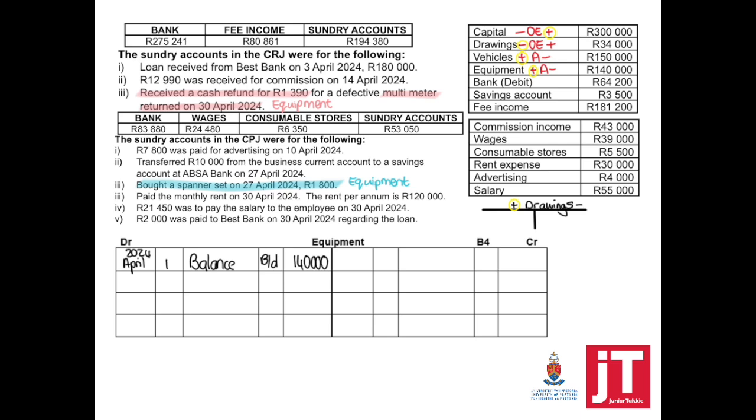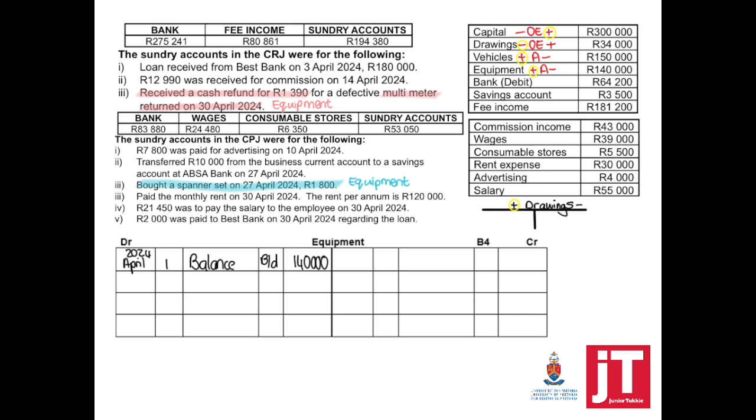And then if you go to the cash payment journal, there's no money column open for equipment, but under sundry accounts, transaction number 3, it said bought a spanner set on 27th April, 1,800. A spanner set will be used in our business as part of our equipment. So now 2 things happened here. Number 1, equipment was returned. Number 2, equipment was purchased.